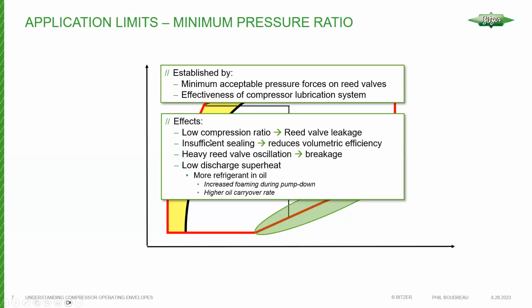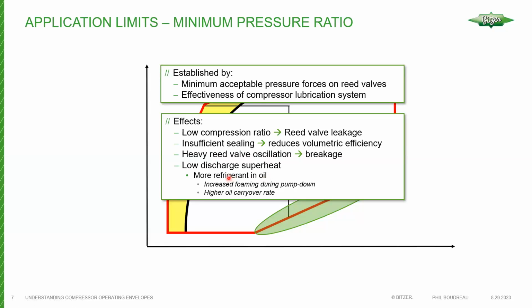Some of the effects of low compression ratio, like I said, are reed valve leakage, which leads to a reduction in efficiency. With the higher mass flow rates that exist at low pressure ratios, we can also expect that the reed valves are going to be working very hard. And when you operate compressors outside the envelope and a lot of very dense, high pressure refrigerant comes back, the reed valves can experience breakage, deformation, that sort of thing. And of course, reed valve breakage can result in other mechanical problems, depending on where those reed valves end up.